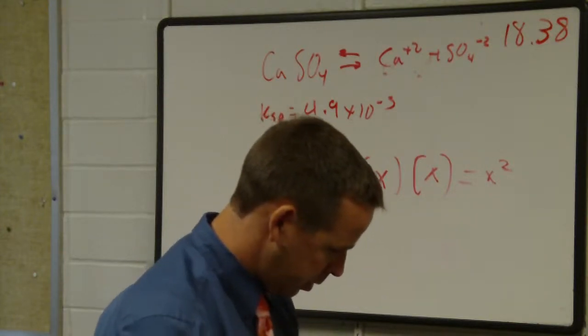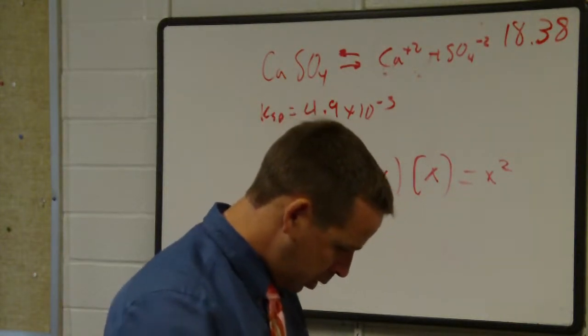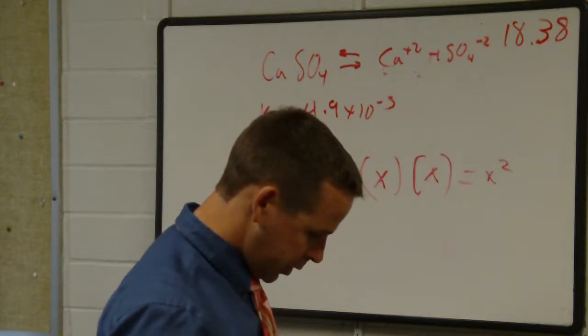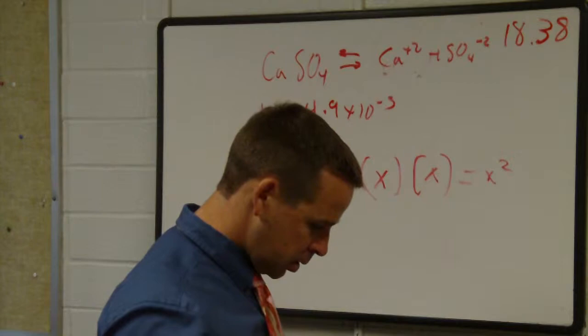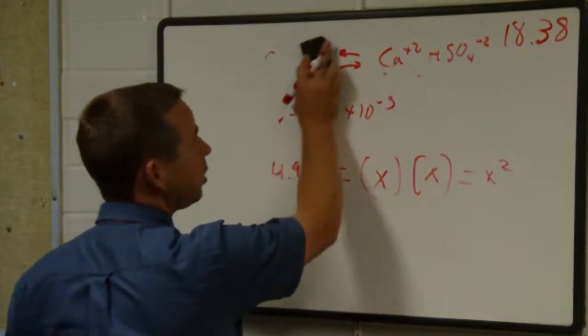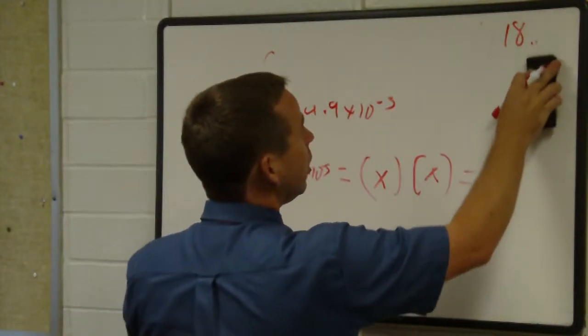Problem 1840. It was found that the molar solubility of barium sulfite in 0.1 molar barium chloride is 8 times 10 to the minus 6. What's the value of KSP? Okay.